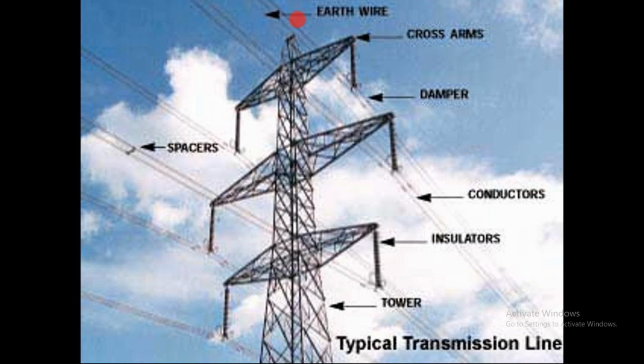It is a very important question in competitive exams. They will ask: what is the name of the wire that travels over all the phases in the transmission line system? That is called the earth wire. This earth wire protects the entire system from lightning strokes, voltage surges, and different types of faults that occur in transmission lines. Now we go to the next slide.